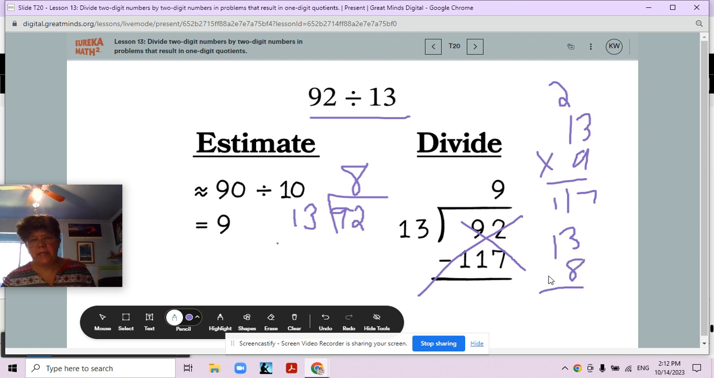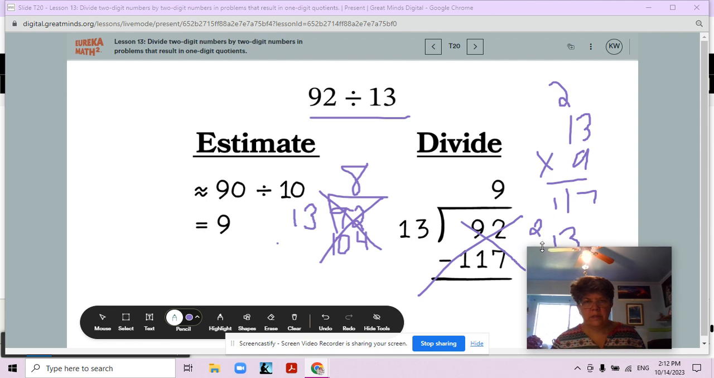Okay. 3 times 8, 24. And 8 times 1 is 8, 9, 10, 104. Is 104 still too large to subtract from 92? Yes, it is. Don't do it. Okay, so now let's try 13 times 7.